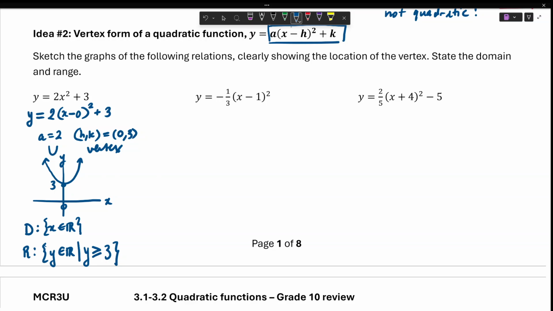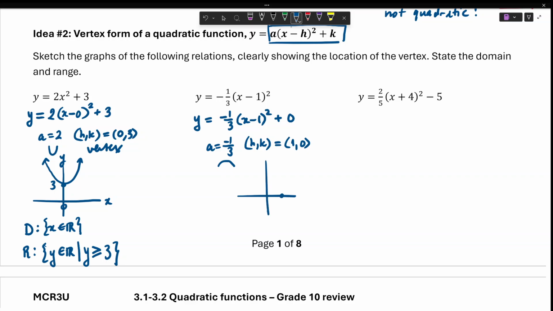Okay, second example, we have y equals negative 1/3 times x minus 1 squared. We're going to imagine a hidden plus 0 here. That tells us that we have negative 1/3 for a, and our vertex h, k is going to be positive 1, 0. Remember to flip the sign for h, but not for k. So a being negative means that's a sad face parabola. Let's draw that. 1, 0, that's over here somewhere. It might look something like this.